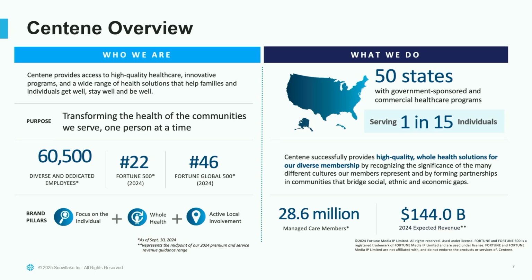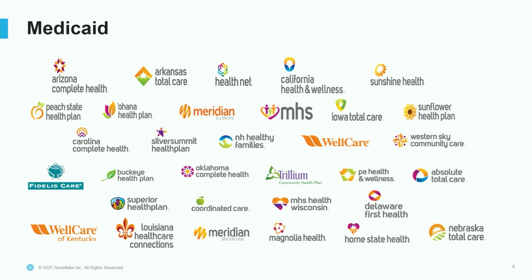Given the scale of Centene, serving millions across so many states, what do you imagine are some of our biggest challenges we face in delivering localized, quality healthcare? Medicaid is the heart of our business, essentially coverage for low-income individuals. We run local health plans across the United States, like Arizona Complete Health, Peach State Health Plan, each tailored to its community.